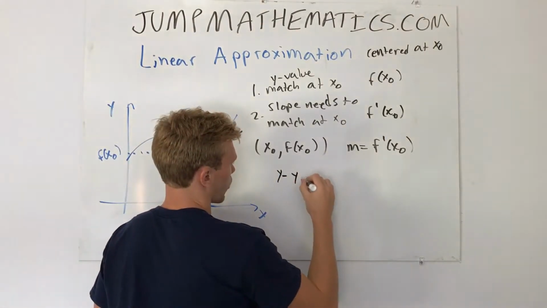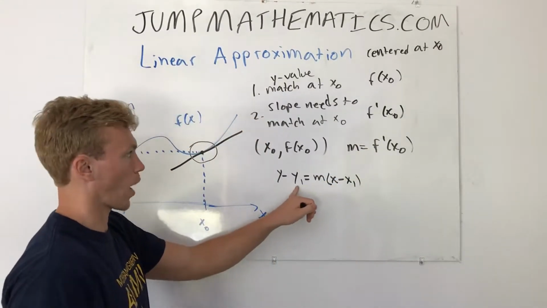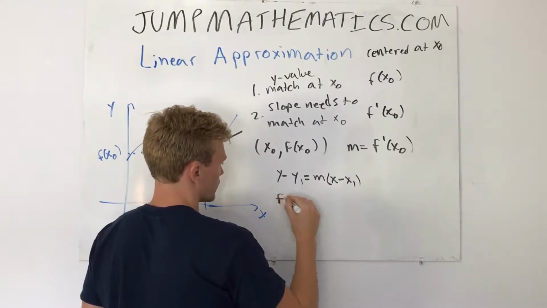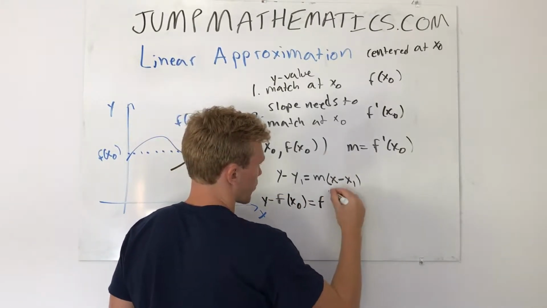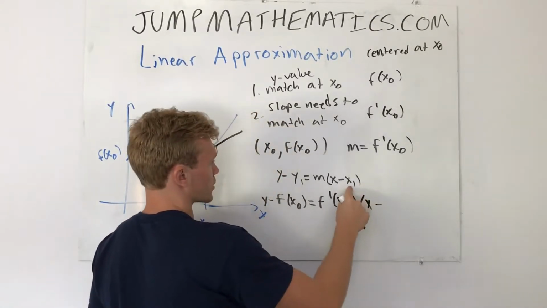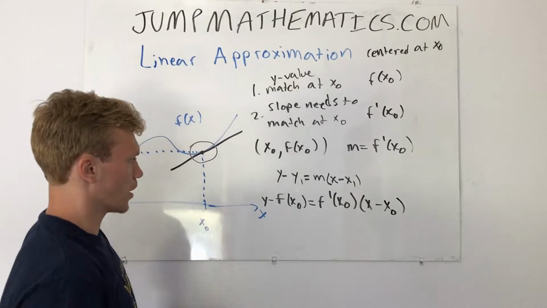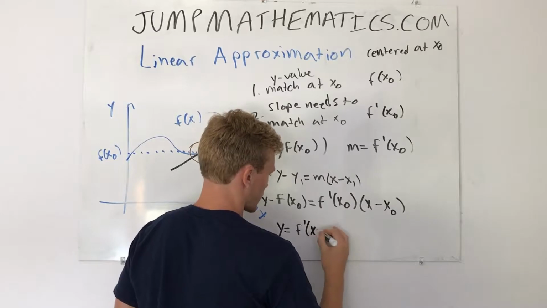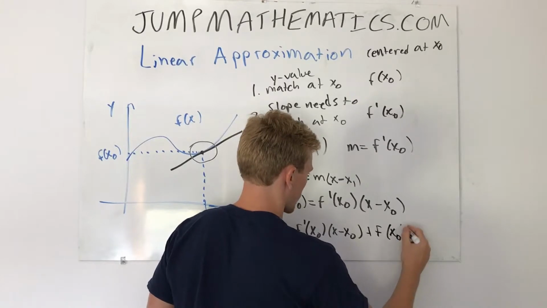y minus y1 equals m times x minus x1. Okay, our y1 value, this is the y value that we know, and we know that to be f of x0. m is f prime of x0, and then times x minus x1, where x1 is the point that we know to be x0. Now let's go ahead and add f of x0 to both sides. We get y equals f prime of x0 times x minus x0, plus f of x0.